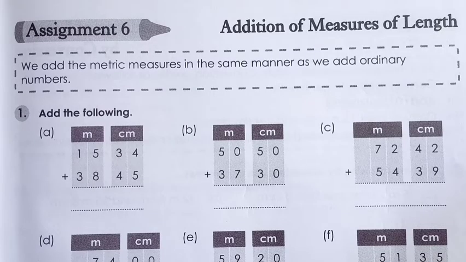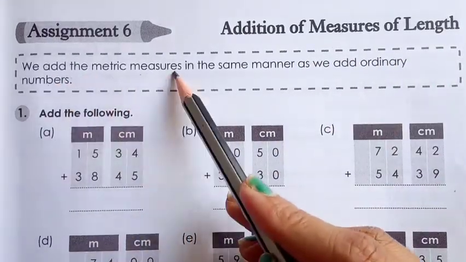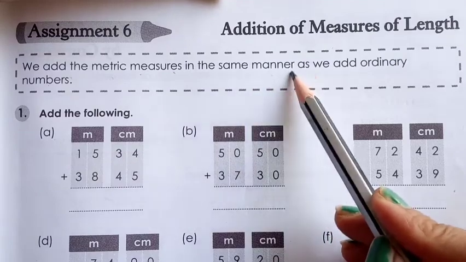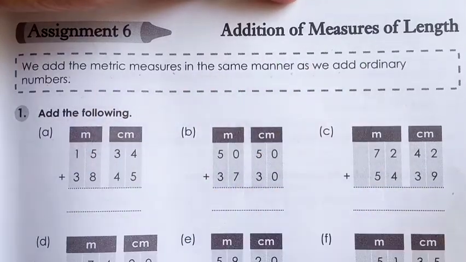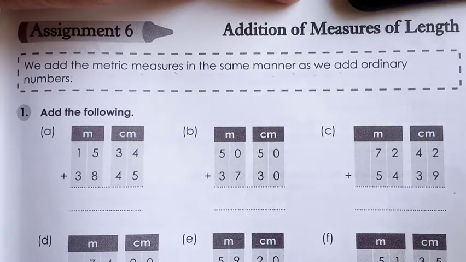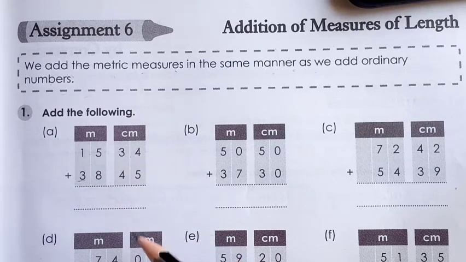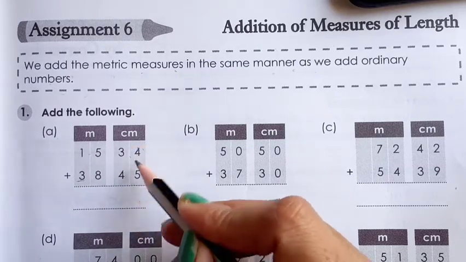Assignment 6. Addition of measure of length. Here we add the metric measures in the same manner as we add ordinary numbers. Simple addition we will do. First A, meter and centimeter. How to add meter and centimeter? Simple addition that you all know.